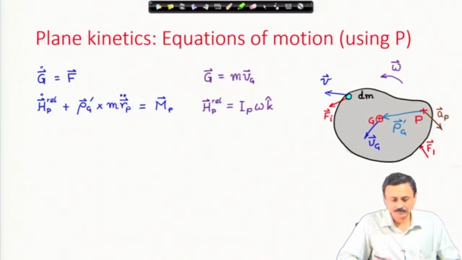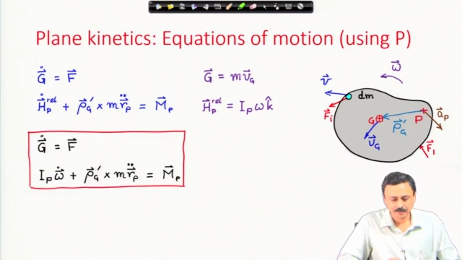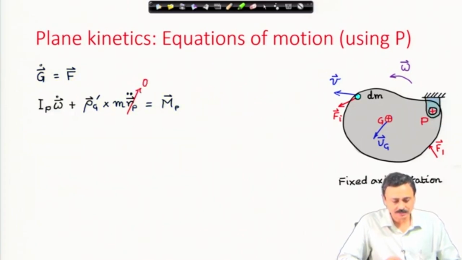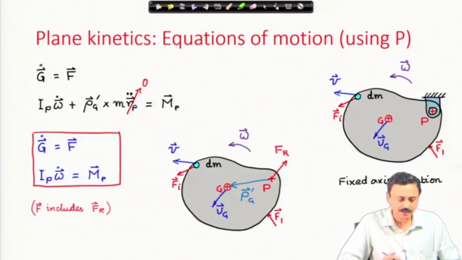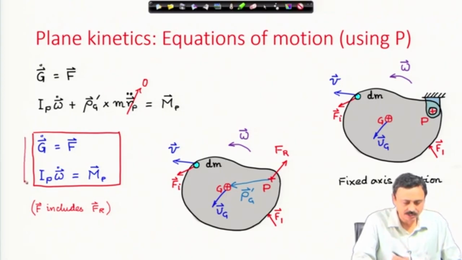For an arbitrary point P, the equation of motion, this is the most general situation we have. We have the linear momentum equation, the extended Newton's second law, and the angular momentum equation with H_P rel. Here H_P rel in the case of planar kinetics reduces to I_P times the omega vector, where I_P is a scalar, the moment of inertia of the body about P. Therefore, this is the equation. If the point P is a fixed point, a hinge, a fixed axis rotation, then the acceleration of point P goes to 0. Therefore, our equations simplify. We have these two equations, but the only thing you have to remember is that this force includes the reaction force at the hinge.